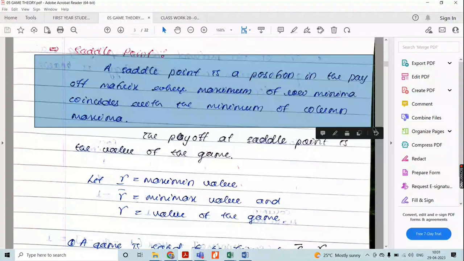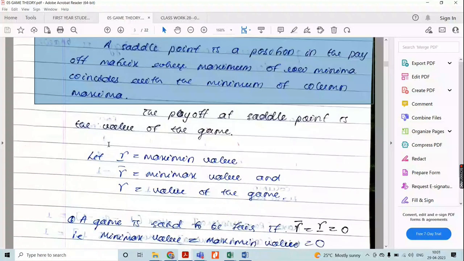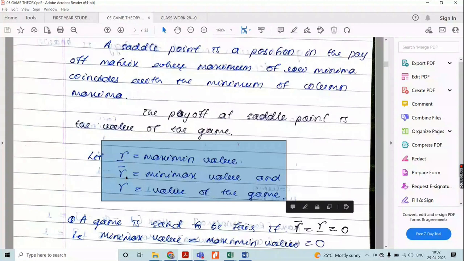Then the payoff that you are going to use must be presented. Gamma under is represented by the max-min value, and gamma bar is represented by the min-max value. So gamma under is max-min, and gamma bar is min-max. Then gamma itself is called the value of the game.